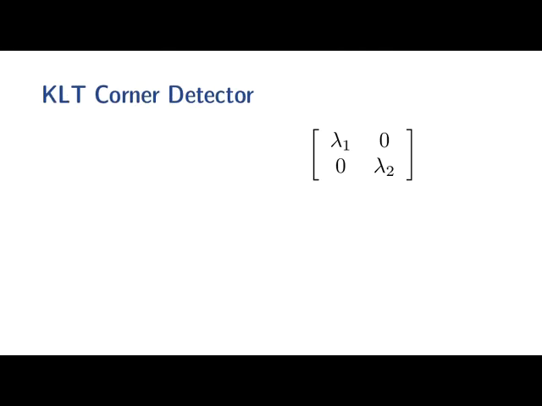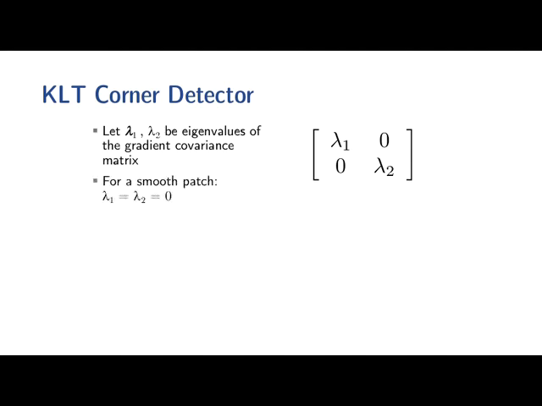In the KLT corner detector, you go through all the image windows, you find the gradient in each window, and you just find the covariance of that. I mean, you find the gradient times its transpose, the expected value of that, and find its eigenvalues. So you just find lambda 1 and lambda 2 and nothing else.